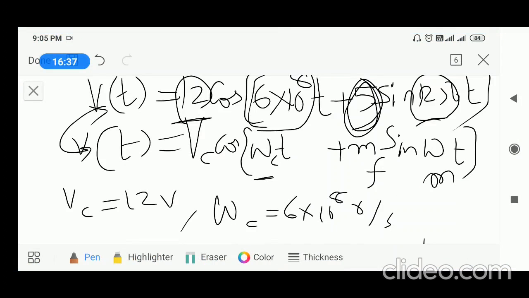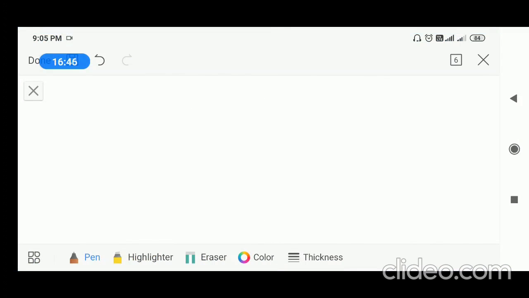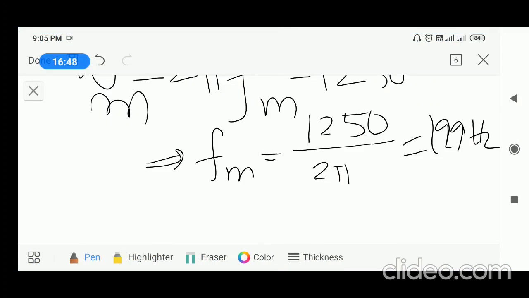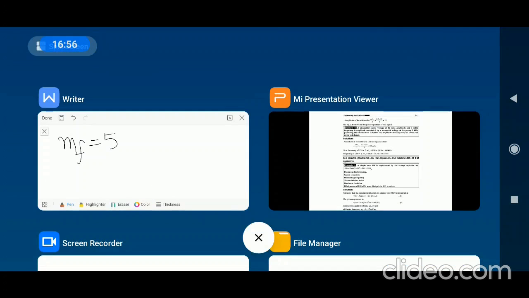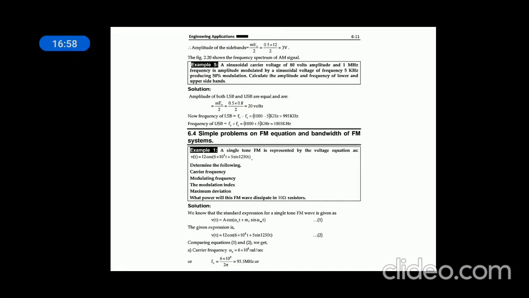From the comparison of the two equations, we got MF equal to 5. Hence, what is MF? Modulation index. Its value is 5. It is a unitless quantity. Maximum deviation. What is maximum deviation? Here maximum deviation means maximum frequency deviation, delta f.